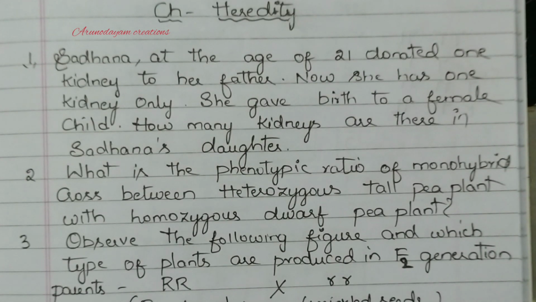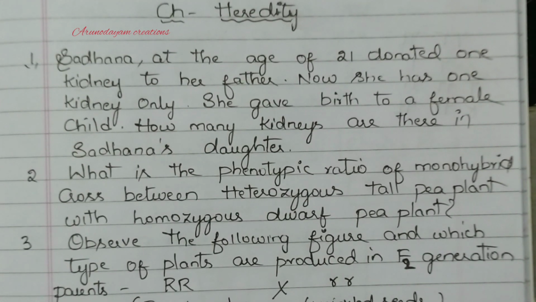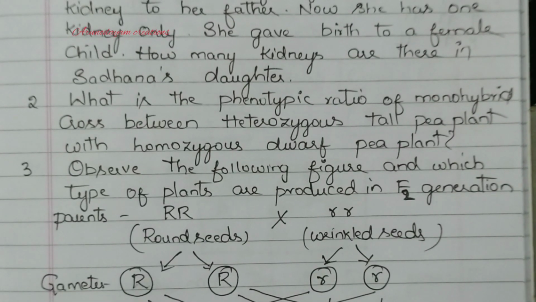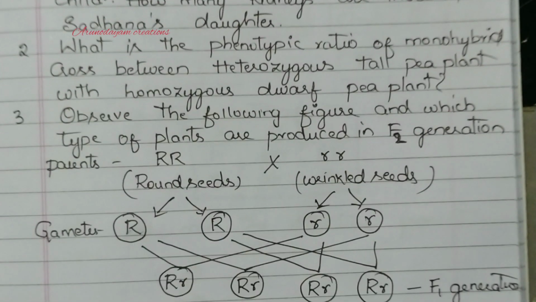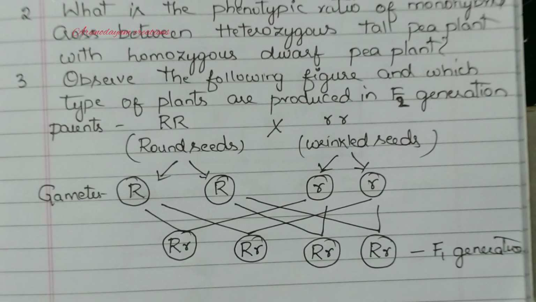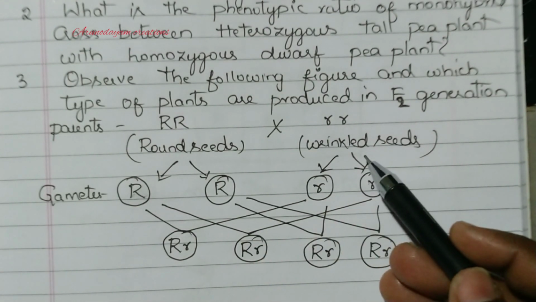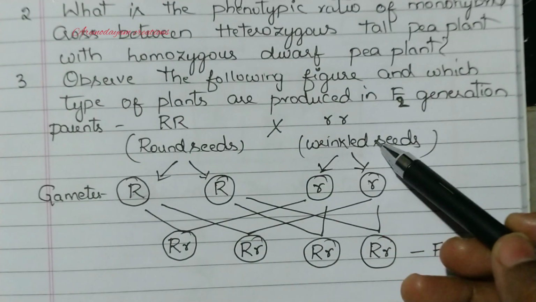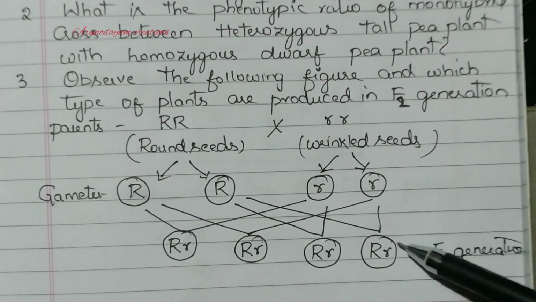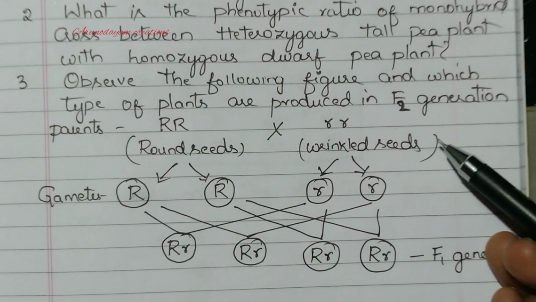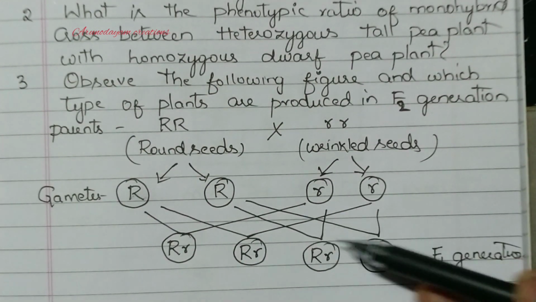Second, what is the phenotypic ratio of monohybrid cross between heterozygous tall pea plant with homozygous dwarf pea plant? Third question, observe the following figure and tell which type of plants are produced in F2 generation. It is a cross between a plant which produces round seeds with a plant which produces wrinkled seeds. So homozygous round seeds, homozygous wrinkled seeds. So in F1 generation we got heterozygous round seeds.